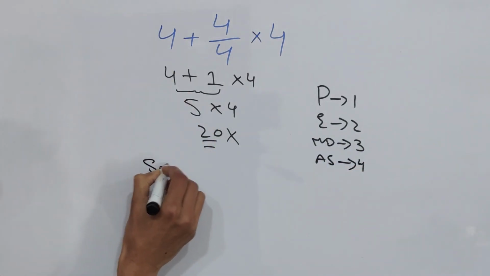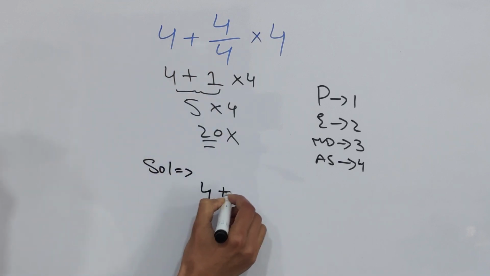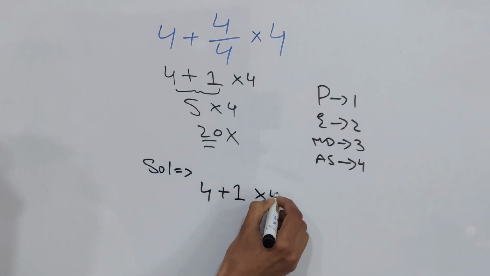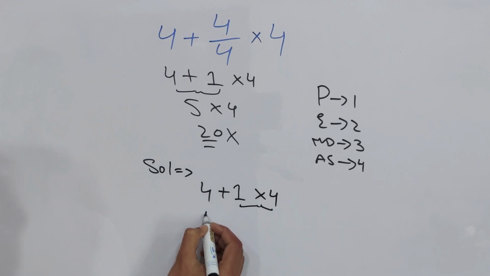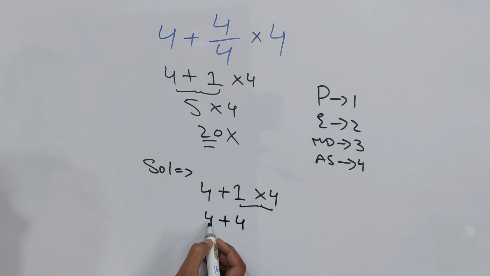So solve again, right? So 4 plus 4 divided by 4, 1 multiply 4. Now multiply first, right? So 4 plus 1 times 4 is equal to 4. So 4 plus 4 is equal to 8. So this is the correct answer.